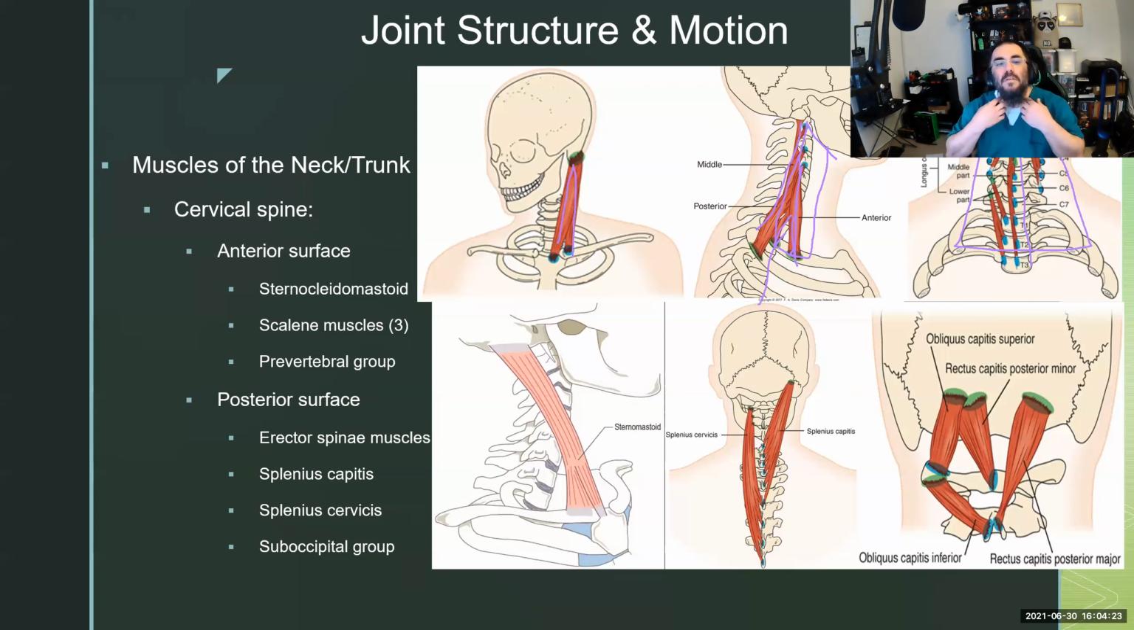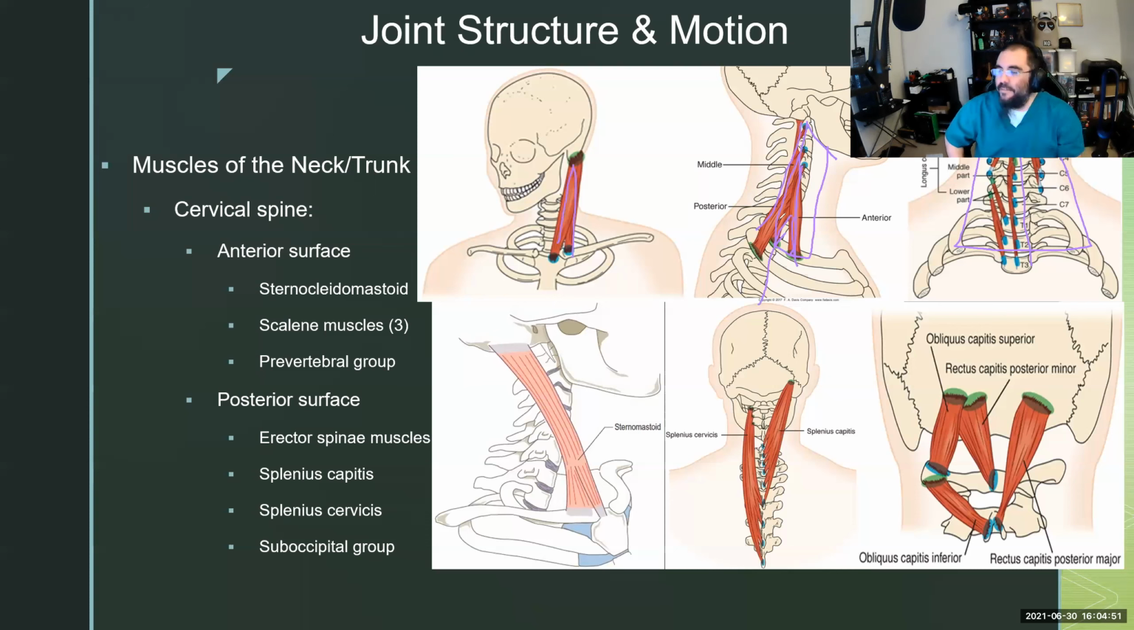Does anyone know what that muscle is that helps tighten up the neck fascia? Platysma, good, right? Starts with the P, the platysma. It's one of my favorite muscles. It's also the muscle of shaving, right? Because when you tighten your neck up so you can shave the neck, it's the platysma. The levators in the back, we're going to talk about that in a second, actually.